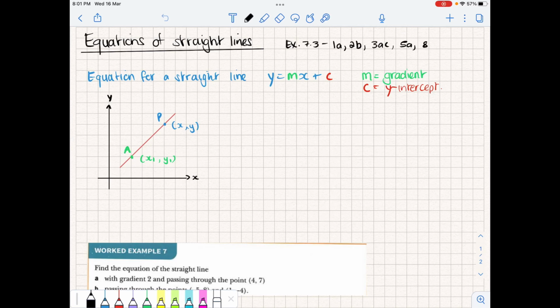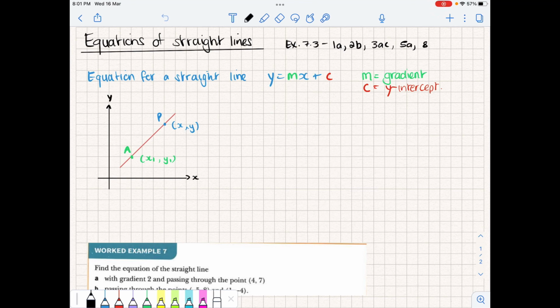So we should already be familiar with equations of a straight line, and we know the equation of a straight line since the beginning of graphs, and that's y equal to mx plus c. M is the gradient and c is the y-intercept. Today we're going to explore a more efficient equation for a straight line.